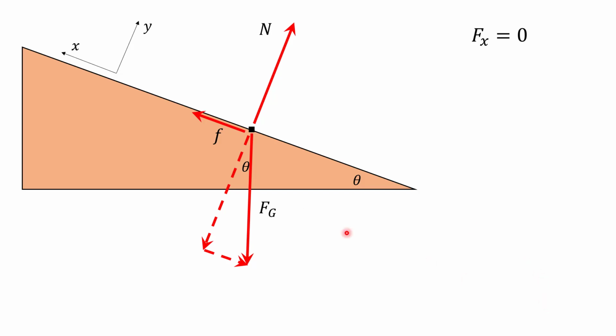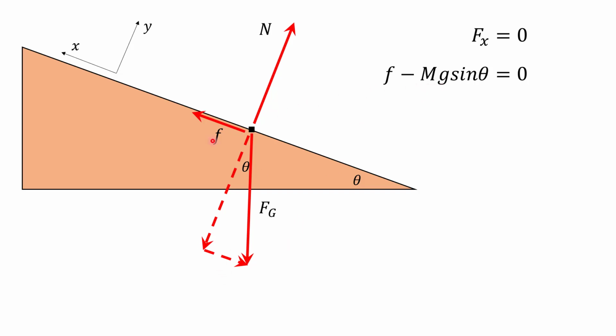So let's proceed with that. Here it is. That static friction force points up the ramp. The component of gravity parallel to the ramp points in the negative x direction, hence the minus sign. And since it's opposite theta, we go with mg sine theta.